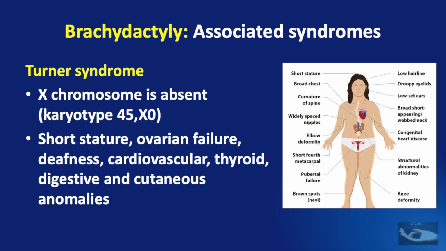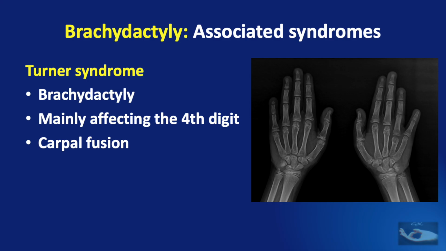Turner syndrome is a chromosomal disorder in which an X chromosome is absent. So the karyotype is 45,X0. Clinical features are heterogeneous skeletal malformations associated with short stature, ovarian failure, deafness as well as cardiovascular, thyroid, digestive and cutaneous anomalies. The bony malformations often consist of brachymetacarpia or brachymetatarsia, mainly affecting the ring finger.